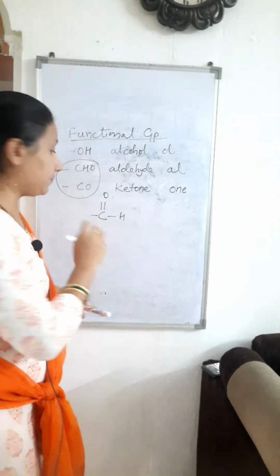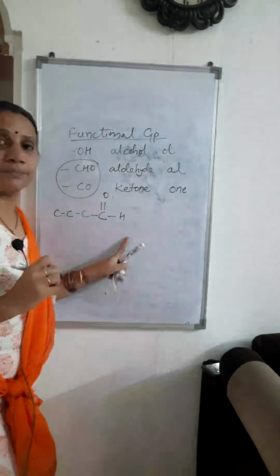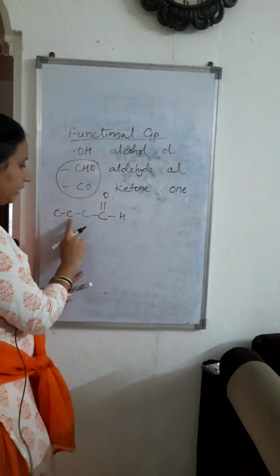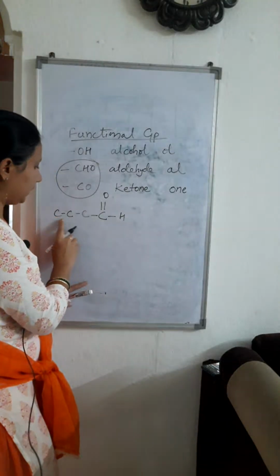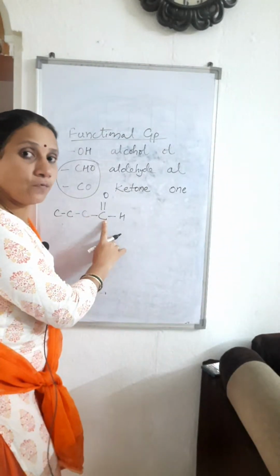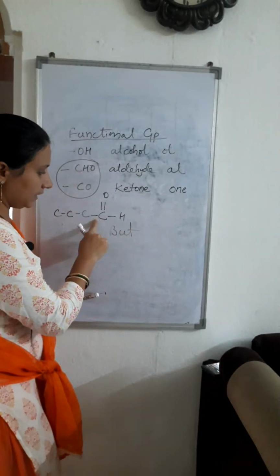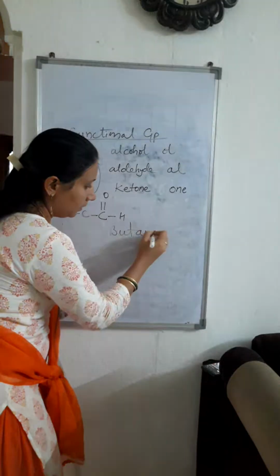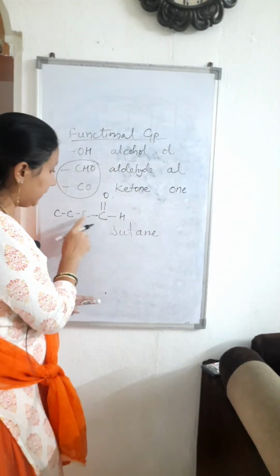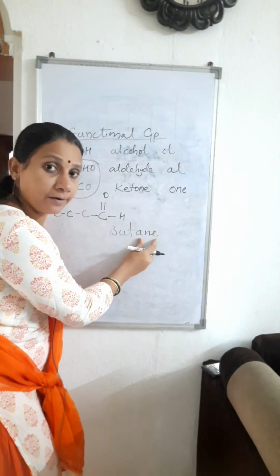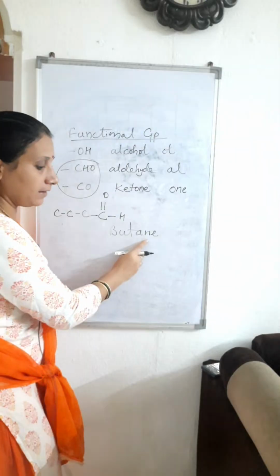For example, if we attach 3 more carbons, how will we name it? First step, we need to count the number of carbons. How many carbons are here? 4: 1, 2, 3, 4. What do we call 4? But. Then single bond is there between carbons, ane. Till here it is common. First we count the number of carbons. Depending on the bond, we put ane, ene or ine. If a double bond is there, ene. If a triple bond is there, ine. If a single bond is there, ane.